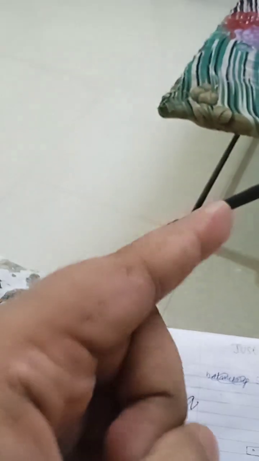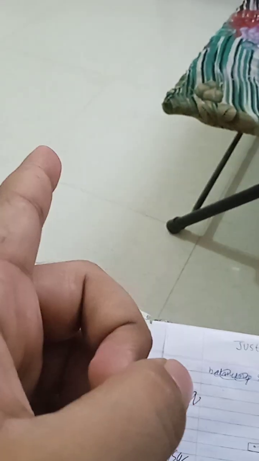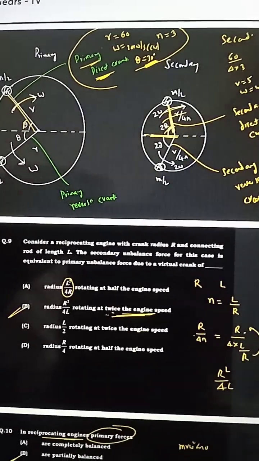Second is secondary imaginary. Secondary imaginary, because secondary does not really exist, we imagine it. Secondary imaginary, whose radius is r by 4n; if the primary direct goes theta clockwise, this goes 2 theta clockwise. Then the third is primary reverse, and fourth is secondary imaginary reverse. This type of question is very important.